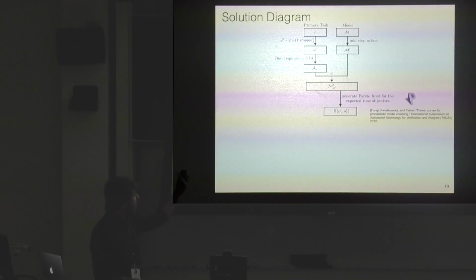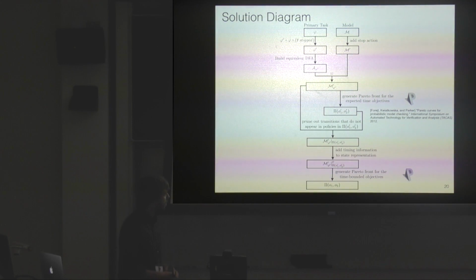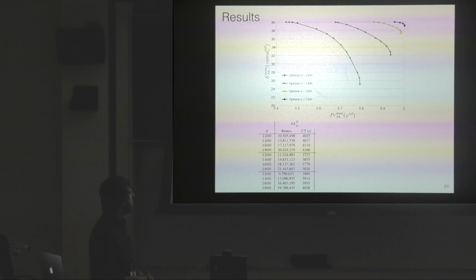So going back to the diagram, this is what we had before. Now this is what we had to reach Pareto fronts for time-bounded objectives. So as I told you, we prune out the transitions according to the expected time Pareto front. We obtained a pruned model. To this pruned model, we add the timing information, and in this product MDP, which is pruned and has timing information, we generate the Pareto front. How does this look in terms of results?